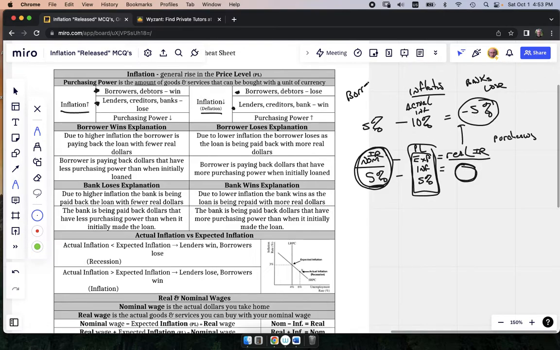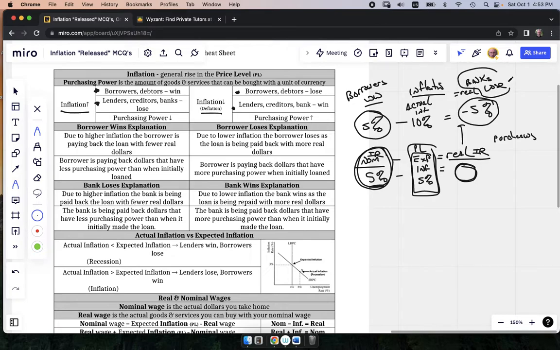Obviously, maybe not obviously, borrowers would win. And that's always bothered me. What do you mean, win? I mean, I understand banks lose because they can buy 5% less stuff because the price level went up. How do borrowers win? We could say this two different ways. We could say borrowers win because the money that they pay back can now buy less stuff. I've never really liked that.